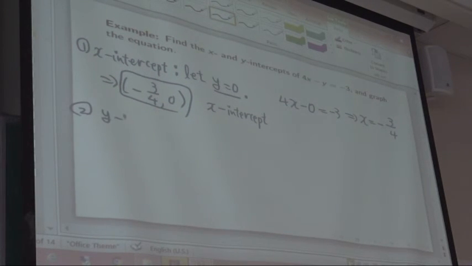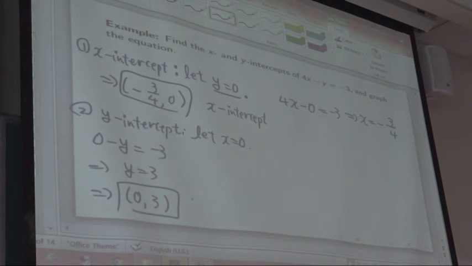Now the y-intercept: we let x be equal to 0. When you plug in x is equal to 0, we have 0 minus y is equal to negative 3. So we have y is equal to 3. So the point 0, 3 is the y-intercept.